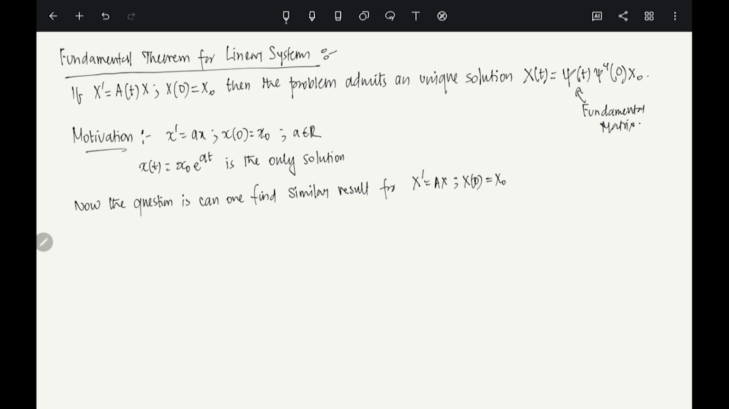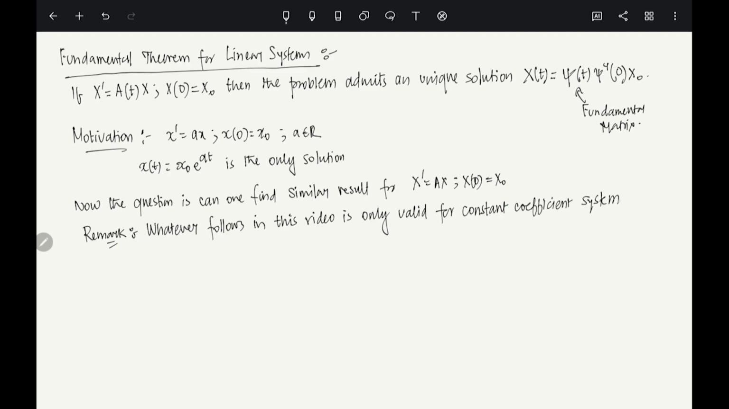Please remark what I am going to do now. Whatever follows in this video is only valid for a constant coefficient system. Clear? What we said about the fundamental matrix solution holds for variable coefficient, no issue there. But when the variable coefficient becomes a constant coefficient, we can actually say more, we can see much more detail. That's what we are trying to do here.